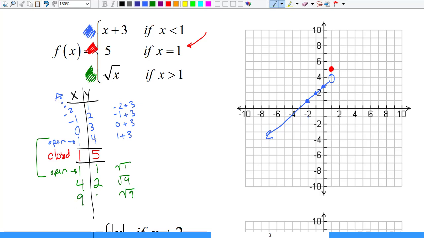Square root of 9 is 3. Could you use the other values? Yeah, probably if you had a calculator, but I don't have a calculator, so I'm just going to pick the ones that I know. So at 1 comma 1, I have an open circle. At 4 comma 2, I have a closed. At 9 comma 3, I have a closed. All the values are closed except for the one that I marked as open.